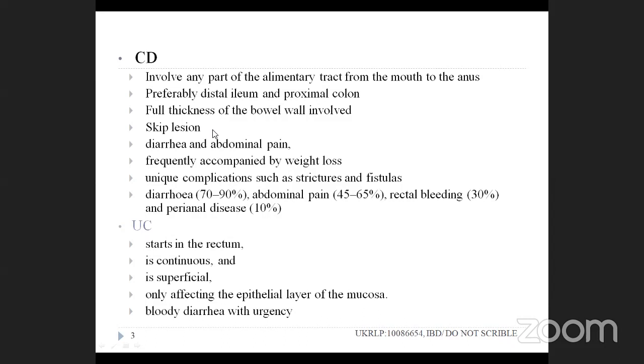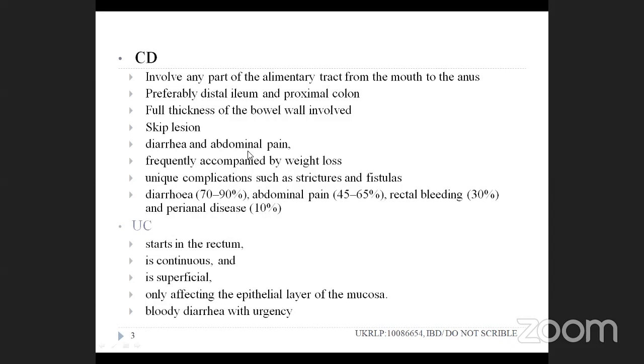The most common clinical features of Crohn's disease are diarrhea and abdominal pain. Diarrhea accounts for 70 to 90% of the symptoms, and abdominal pain accounts for 45 to 65%. Rectal bleeding happens, and it is prominent in patients who have Crohn's disease of the colon. As I said, Crohn's disease can happen in any part of the intestine, and perianal disease accounts for 10% of Crohn's disease.